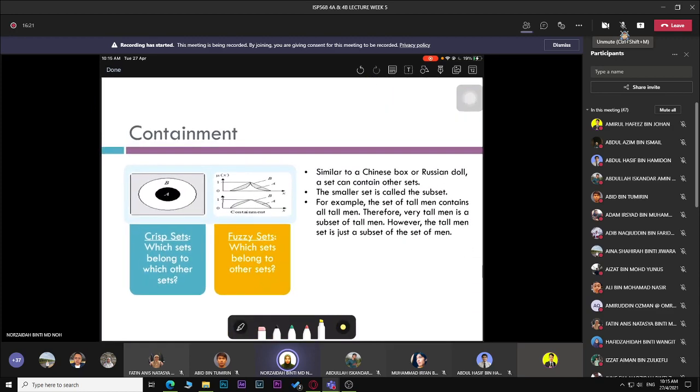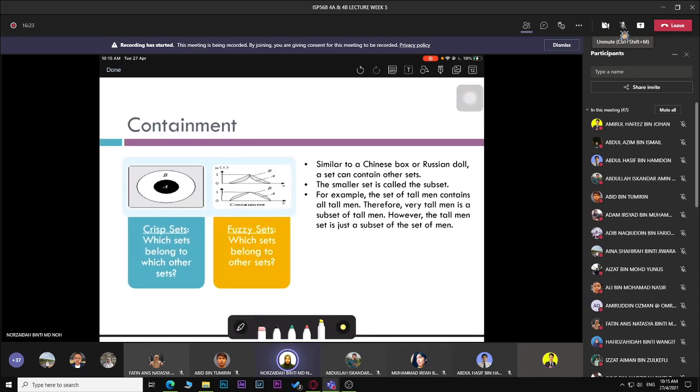And next we move to containment. Containment is similar to a Chinese box or Russian doll. Have you seen a Russian doll? Can you imagine what a Russian doll is? It's a doll that is usually red, with a simple shape. Then you can open it, and inside there is another one of a slightly smaller size, and then an even smaller one. That is a Russian doll.